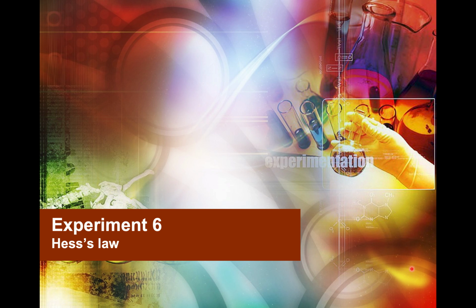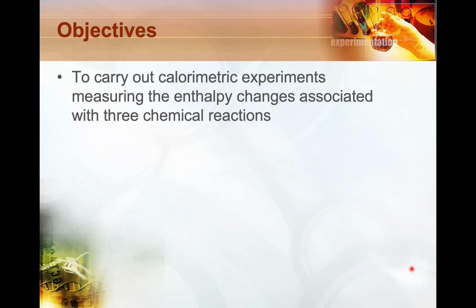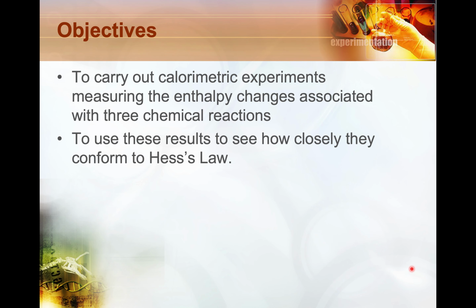Hello, in this video I'll be talking about what you'll be doing in experiment 6, which is centered around Hess's law. In this experiment, you're going to carry out a calorimetric experiment and measure the enthalpy changes associated with 3 different chemical reactions. And with this, then you can see how closely they conform to Hess's law.